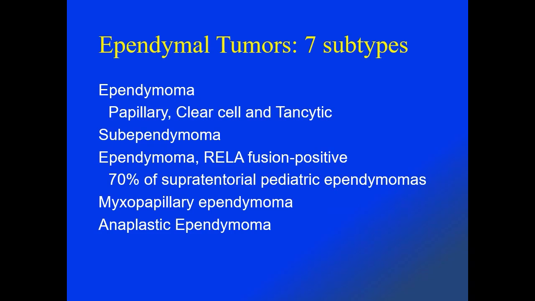The next category are tumors of ependymal origin. The WHO classification system identifies 7 distinct subtypes, and they are papillary, clear cell, tanycytic ependymoma, subependymoma, ependymoma which is RELA fusion positive, myxopapillary ependymoma, and anaplastic ependymoma.